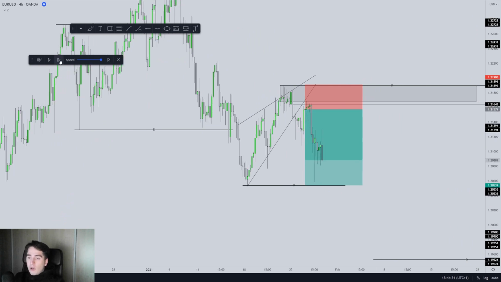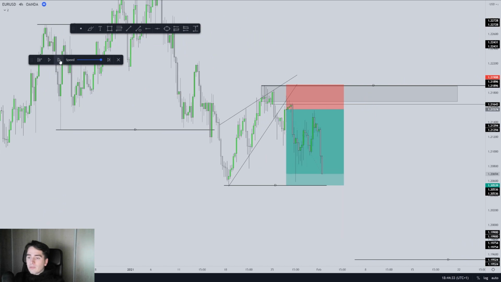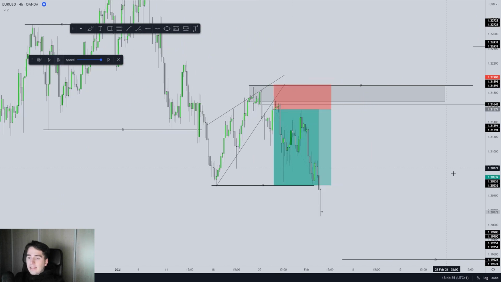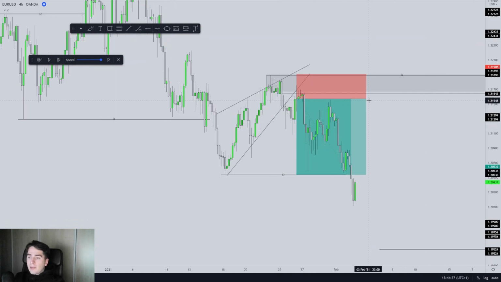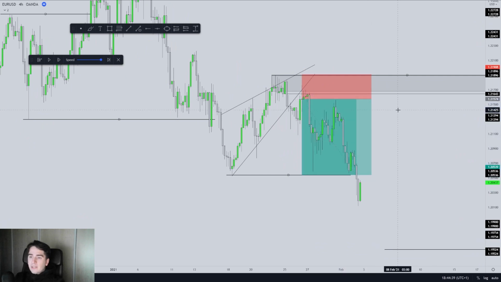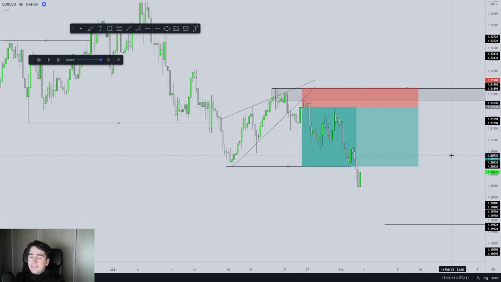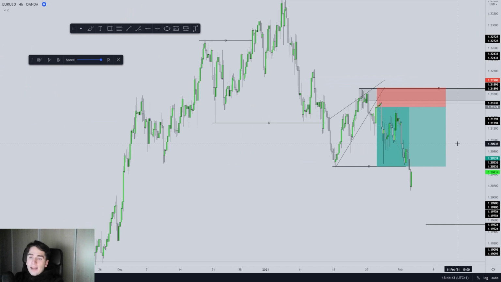And as you guys can see, lots of volatility coming from that area of daily and 4 hour supply. And in the end, our target absolutely got smashed. So yeah, guys, pretty easy breakdown. Hope you guys enjoyed it. Beautiful 1 to 3.1.